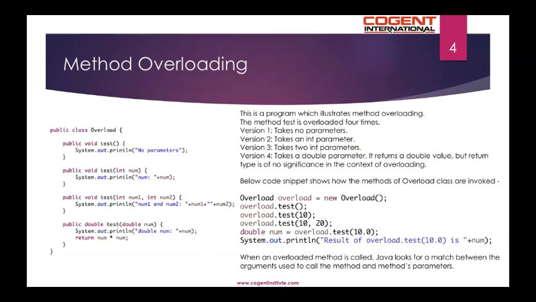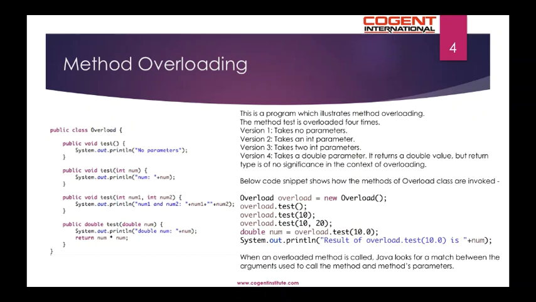Note that the first 3 methods have a return type of void and the fourth method has a return type of double. But the return type is of no significance in the context of overloading. It is just the name of the method and the parameter list.